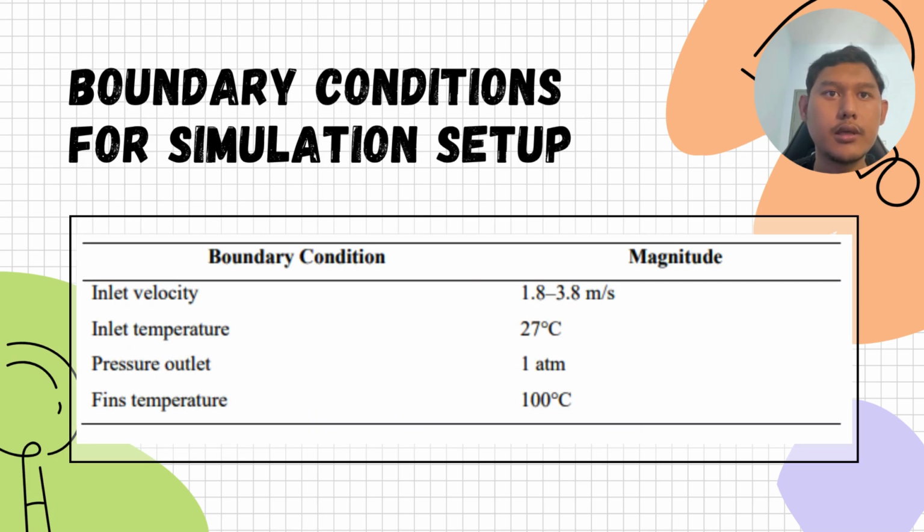We set the inlet at velocity between 1.8 and 3.8 meter per second at 27 degrees Celsius and the outlet at atmospheric pressure. All walls were heated at a constant 100 degrees Celsius. Symmetry was applied to reduce the computational domain and keep the simulation efficient and realistic.